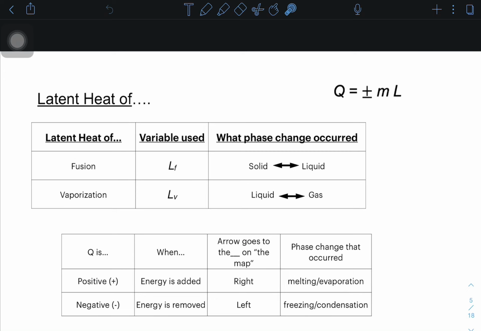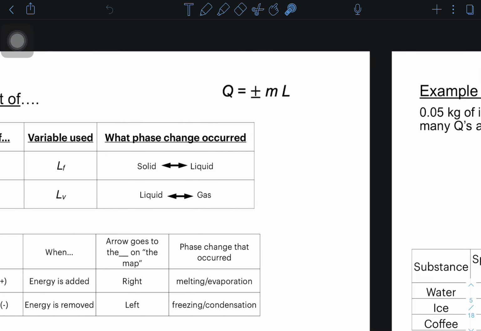Just quickly, remember latent heat of fusion is when we go from solid to liquid. Latent heat of vaporization is from liquid to gas. How do you know whether it's the plus or the minus? It's the plus, or positive, when energy is being added or your arrows are moving to the right on the map. It's negative when the energy is being removed or it's moving to the left. Negative is when things freeze or condense. It's positive when things melt or evaporate.